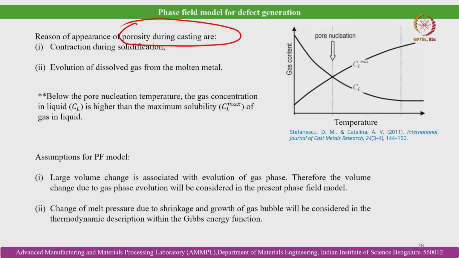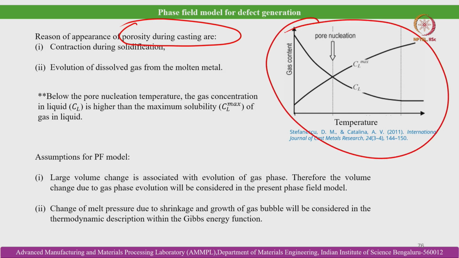So, the reasons for the appearance of porosity during casting are, number 1, contraction during solidification, and number 2, evolution of dissolved gases from the molten metal. Okay. It will be clear from this graphical presentation. You can see here that at the pore nucleation temperature, the gas concentration of liquid Cl is higher than the maximum solubility Cl max of gas in liquid.